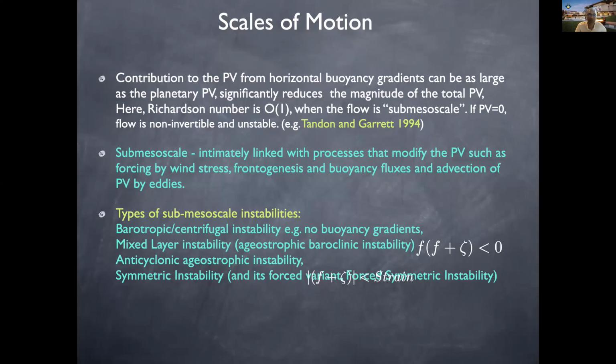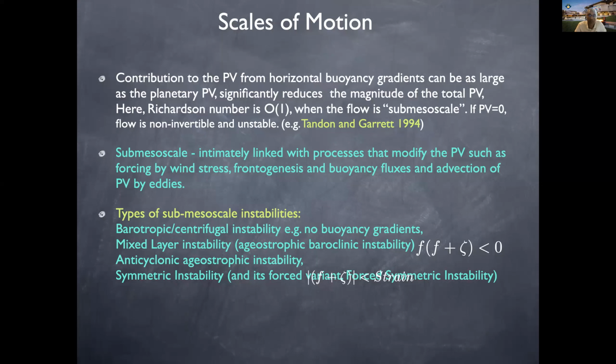The reason why I wanted to talk to you about this is because these instabilities can also play a role in setting the stratification of the ocean, in particular, including that in the Indian Ocean. So the submesoscales are intimately linked with processes that modify the potential vorticity, such as the surface forcing by the wind stress, the frontogenesis because of the mesoscale eddy stirring, and that leads to different classes of instabilities.